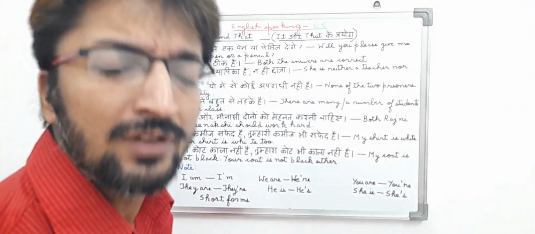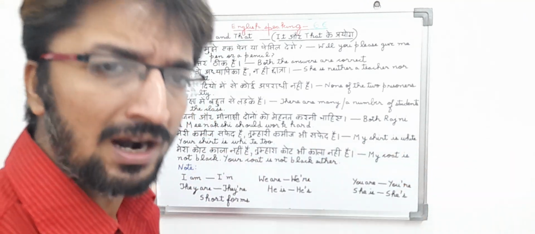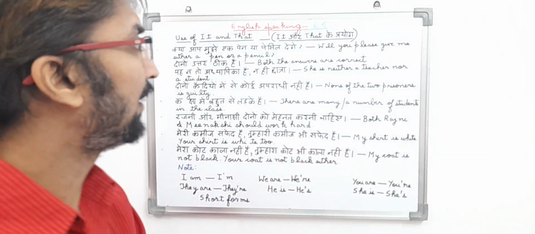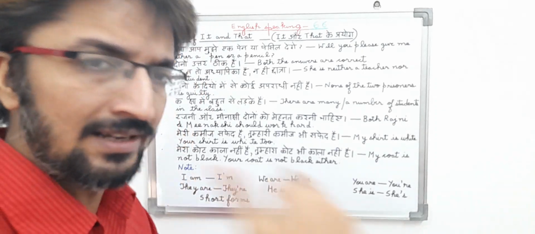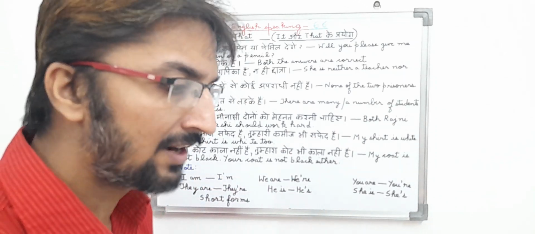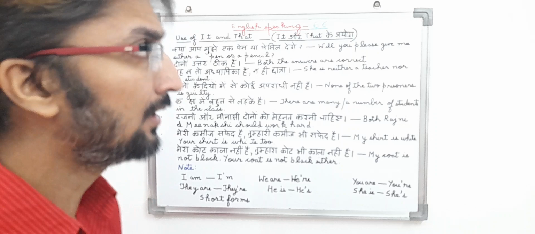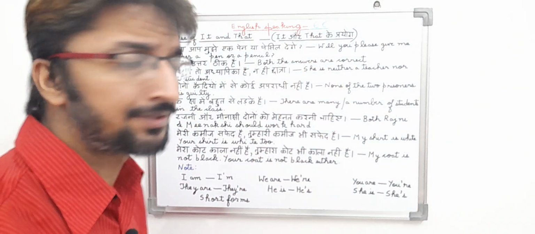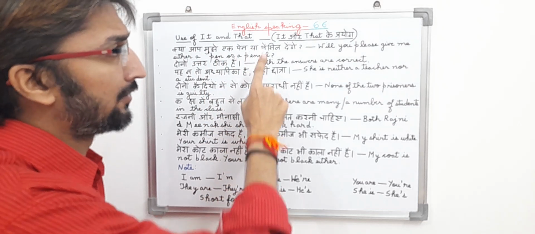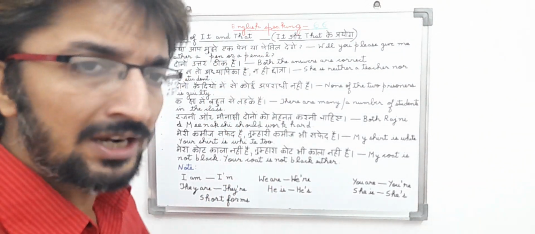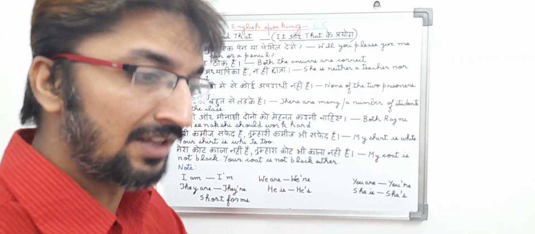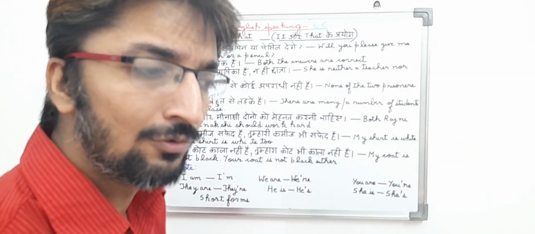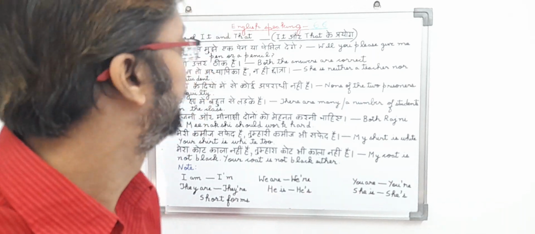So friends, today we are going to start our English speaking part 66, in which we are going to discuss the use of it and that, and some miscellaneous sentences too. So friends, let's start our English speaking part 66: use of it and that, it or that के प्रयोग in our English sentences. Friends, we will also discuss some miscellaneous sentences, and how we use them in our English sentences.